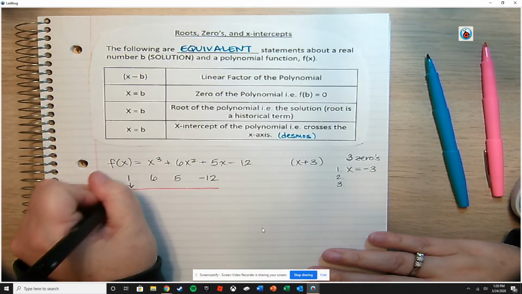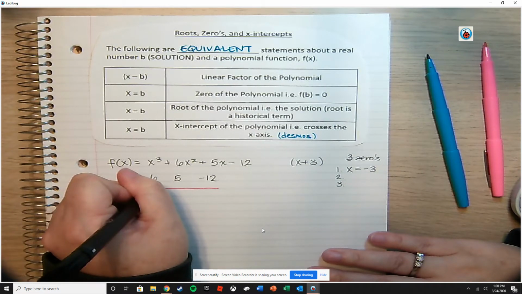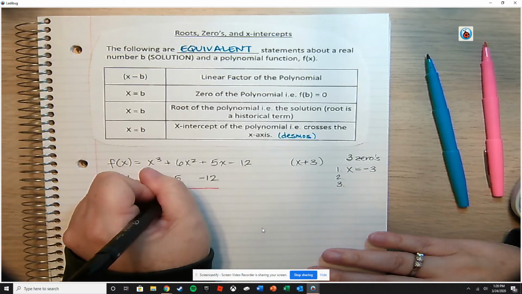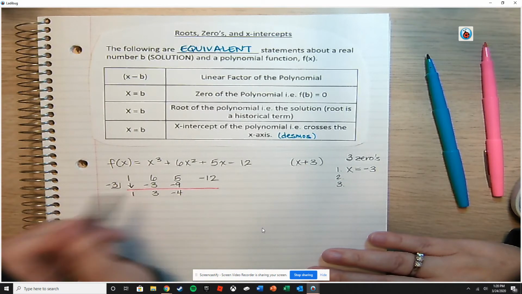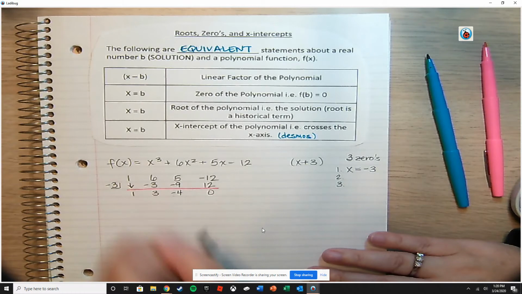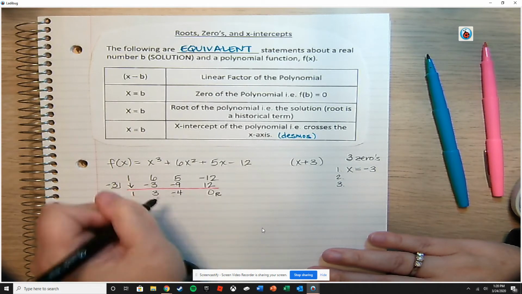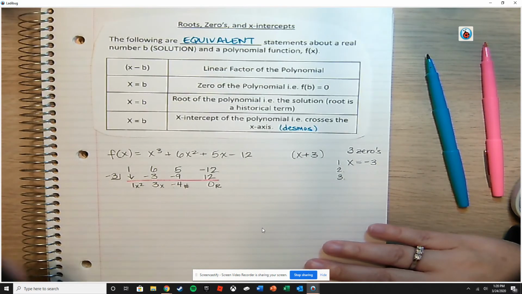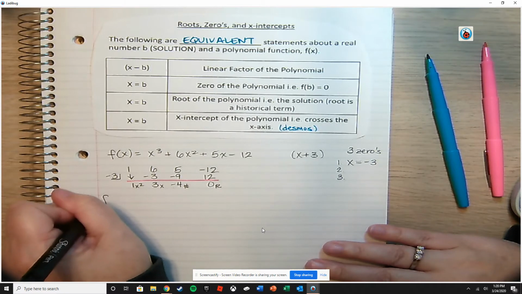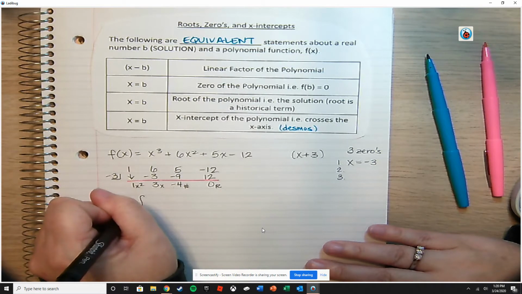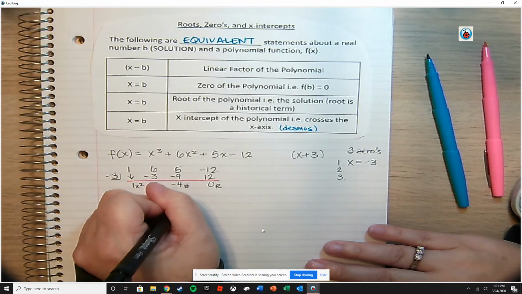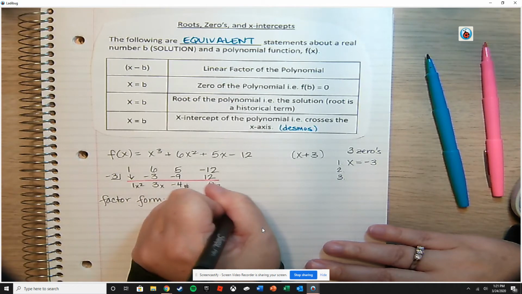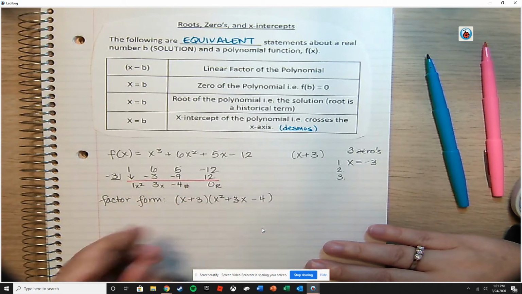I'm going to bring down the 1. Negative 3 times 1 is negative 3. If I add that, I get 3. Negative 3 times 3 is negative 9. If I add that, I get negative 4. Negative 3 times negative 4 is positive 12, so I get 0. So this is my remainder, my number, my x, and my x squared. If I want to keep writing the problem out in factored form, x plus 3, then I have x squared plus 3x minus 4.